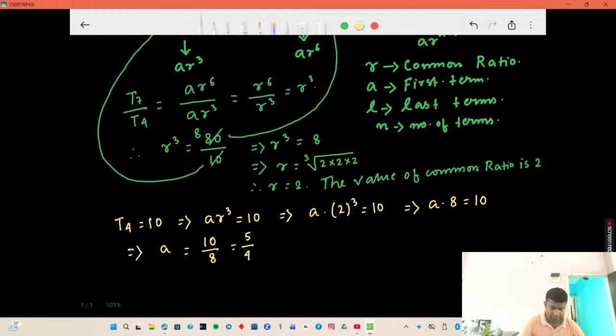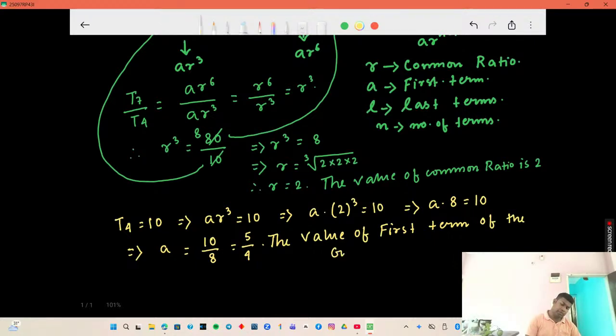So is it clear? What is the first term? The first term of this GP is 5 by 4. So what is the first term of the GP? The value of the first term of the GP is 5 by 4.